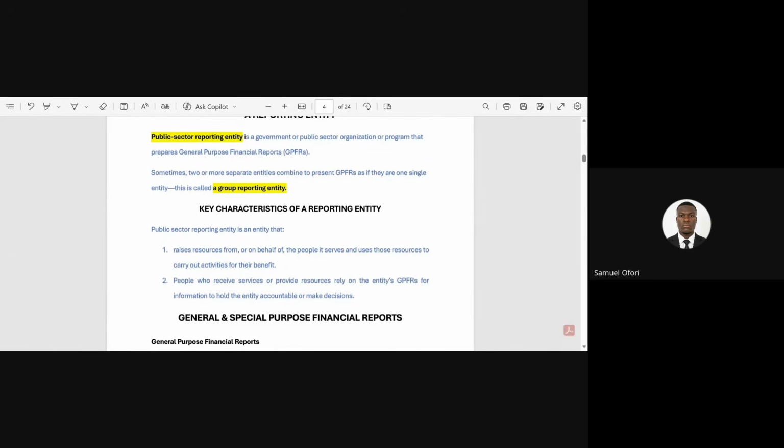Victoria, can you move on to the general and special purpose financial reports? Yes, sir. Thank you. So let's now move to general and special purpose financial reports. It goes by the name. I want someone to give me a little explanation for the general and special purpose financial reports. It comes from the name.